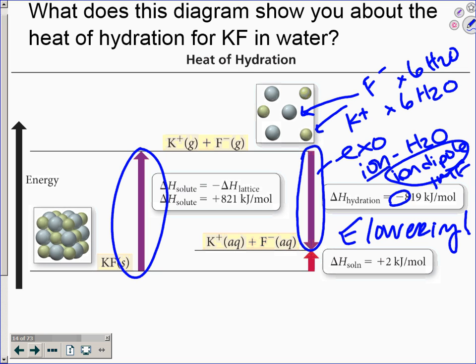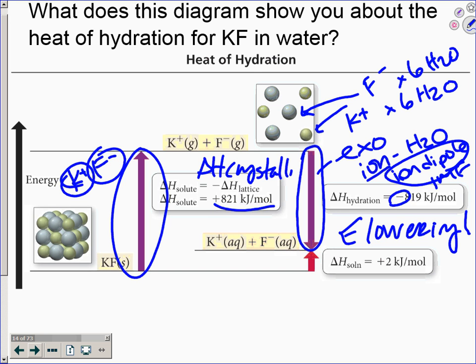Okay, so how much energy went into that process? A lot. That's the lattice energy between potassium and fluorine. The attraction we had to overcome there was the lattice energy, which was 800-ish kilojoules per mole. We call that delta H of solute, or the lattice energy, or the H of crystallization, which is actually the opposite of lattice energy. But it's basically talking about the energy of the crystal. So you can call it a lot of things, but it's just the energy of the crystal.